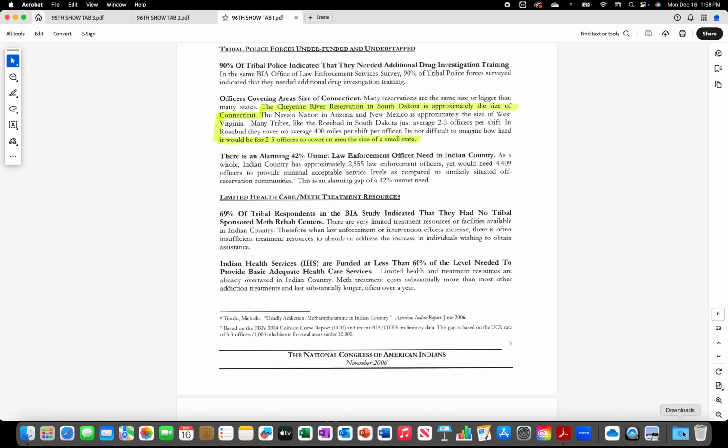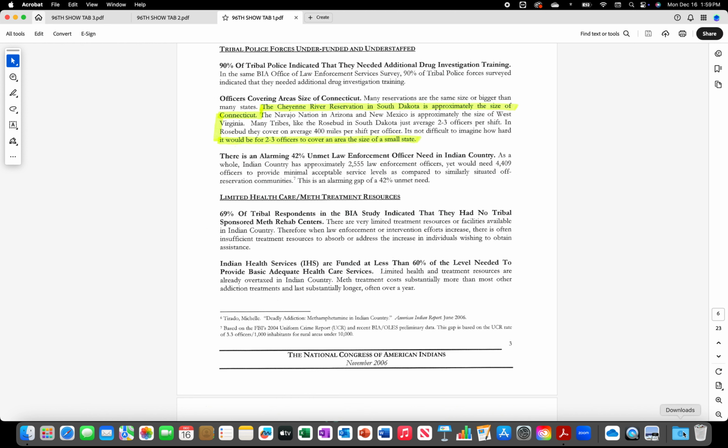The Cheyenne River Reservation in South Dakota is approximately the size of Connecticut. The Navajo Nation in Arizona and New Mexico is approximately the size of West Virginia. Many tribes like the Rosebud in South Dakota just average 2 to 3 officers per shift. In Rosebud, they cover on average 400 miles per shift per officer. It's not difficult to imagine how hard it would be for 2 to 3 officers to cover an area the size of a small town or a small state.